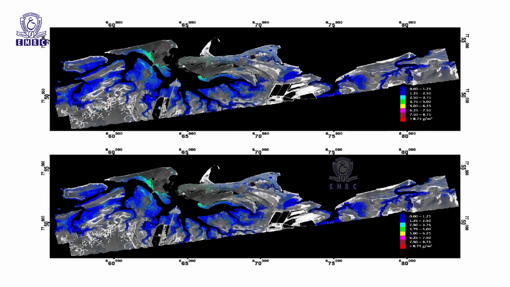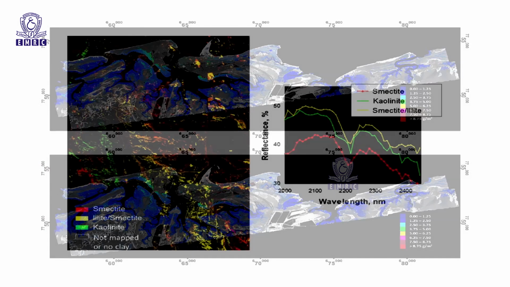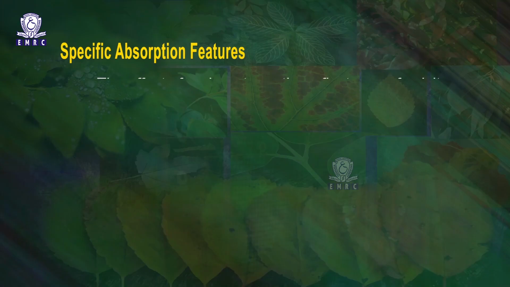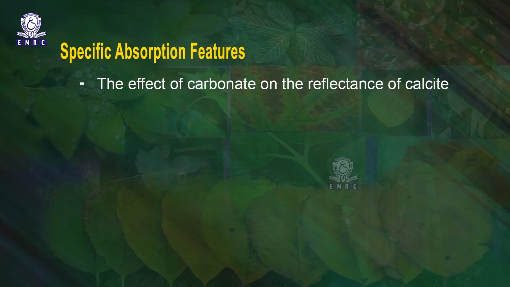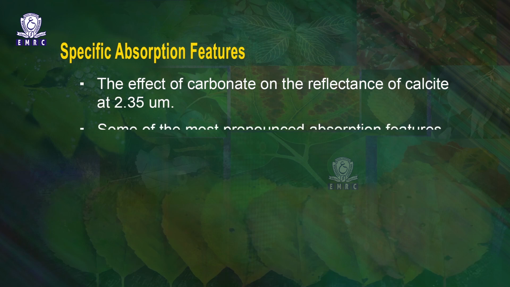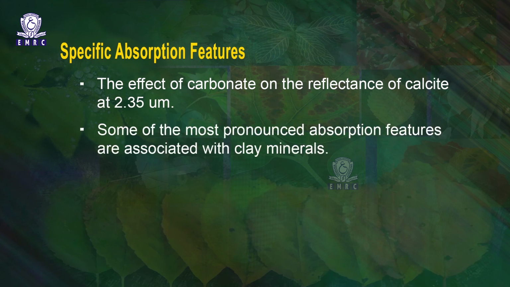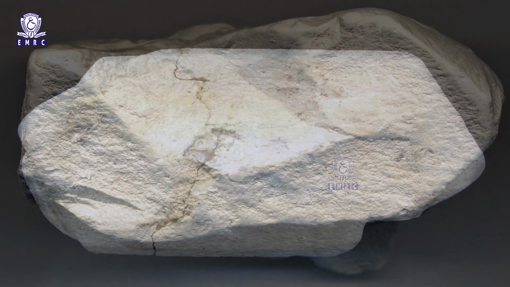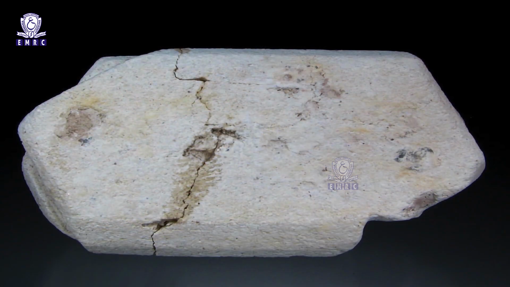Differences between high reflectance minerals occur at specific wavelengths, and these absorption features are known as diagnostic absorption features. For example, the effect of carbonate on the reflectance of the calcite at 2.35 μm. Some of the most pronounced absorption features are associated with clay minerals, as clay such as chlorite, aluminium hydroxide silicate may be associated with the presence of precious metals.